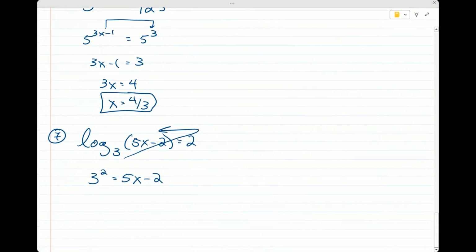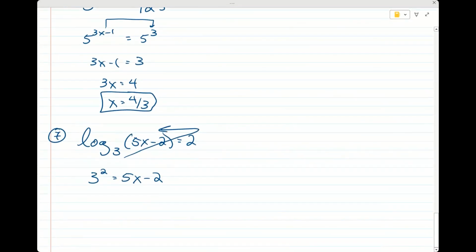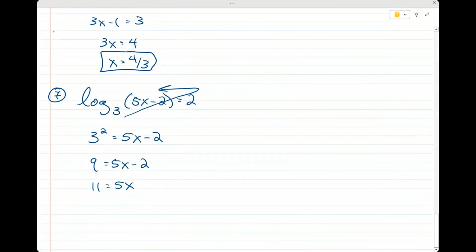And now that's simple, right? There's no more log there. We could just write 9 is equal to 5x minus 2. Add the 2 to both sides. And then divide both sides by 5. So x would be 11 over 5.